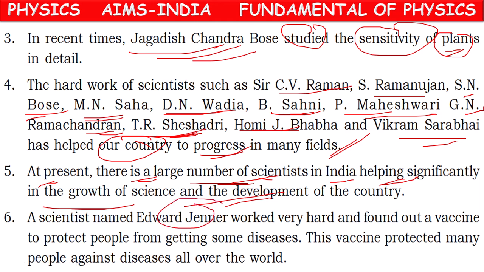So Edward Jenner worked very hard and found a vaccine to protect people from getting some diseases. Vaccine means if we take the vaccine, the disease will not affect us. So this Edward Jenner first identified the vaccine.